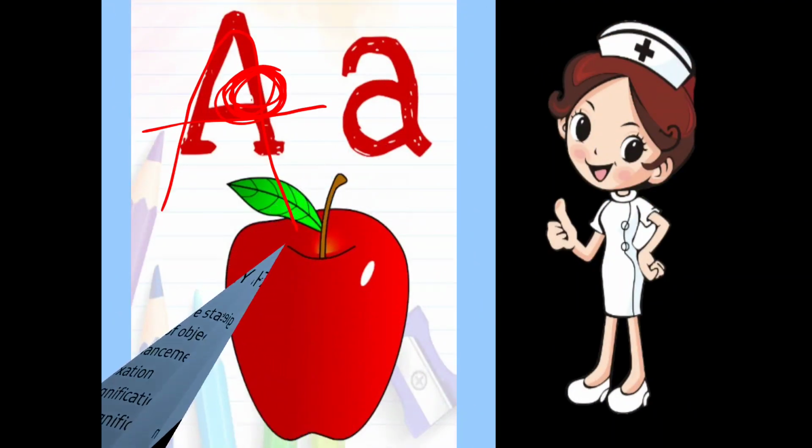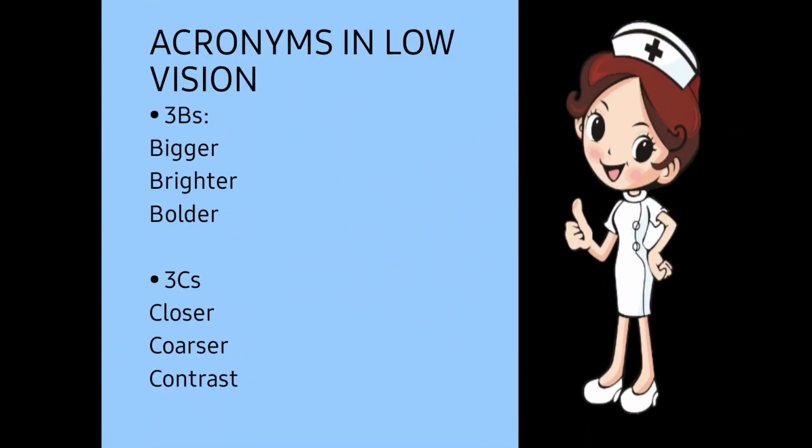So let's see one by one. Okay, acronyms used in low vision. These are the 3 B's. The first one is bigger. Things should be bigger, brighter or bolder. Next one, the 3 C's. Things are closer, coarser and contrast. Everything depends upon the 3 B's as well as the 3 C's.